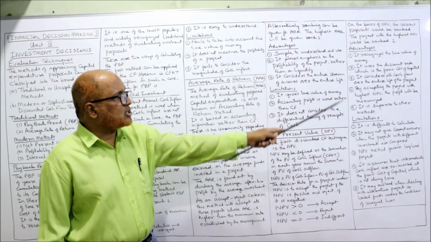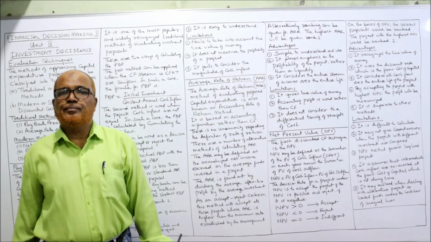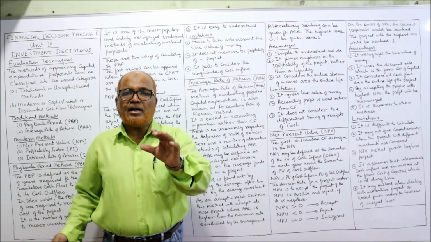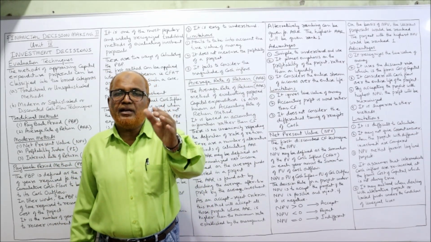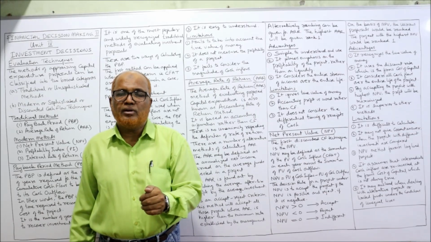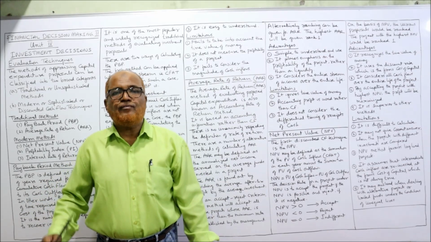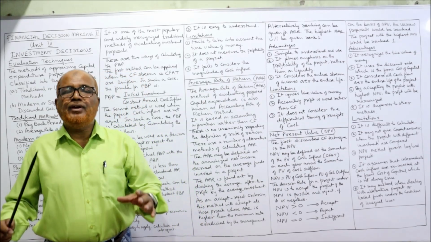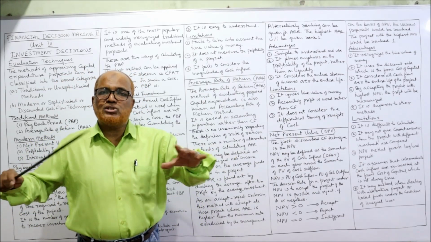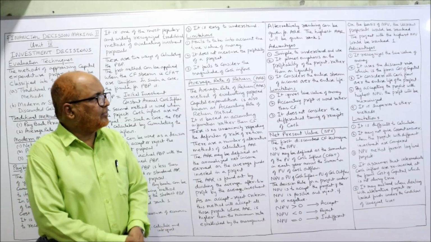It considers all cash inflows over the entire life of the project. Like PVP, PVP will consider only the time period during which we recover the cash outflow. But in case of this NPV, we consider all cash inflows during the entire life of the project.